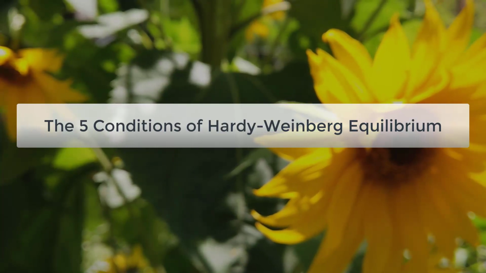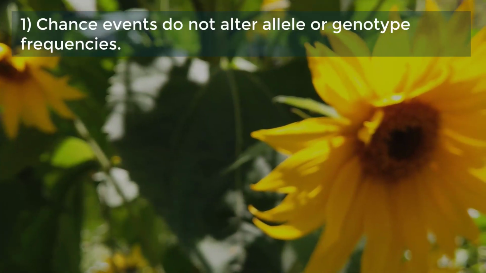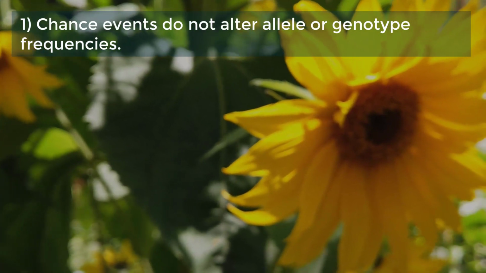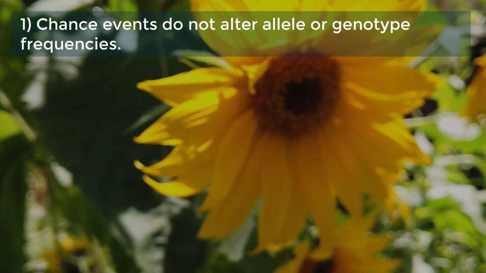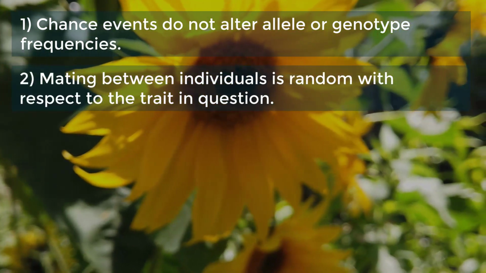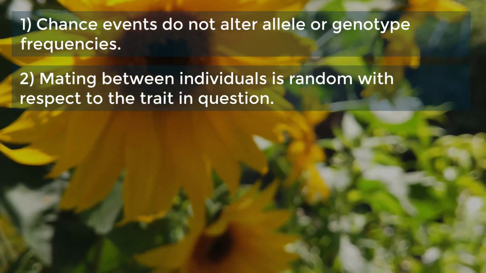Recall the 5 conditions of Hardy-Weinberg. 1. Chance events do not alter allele or genotype frequencies. This is more likely to be the case in very large populations. 2. Mating between individuals is random with respect to the trait in question.